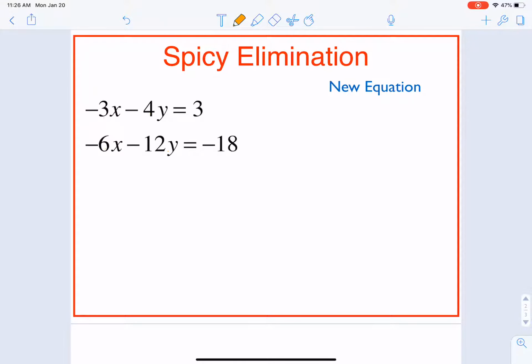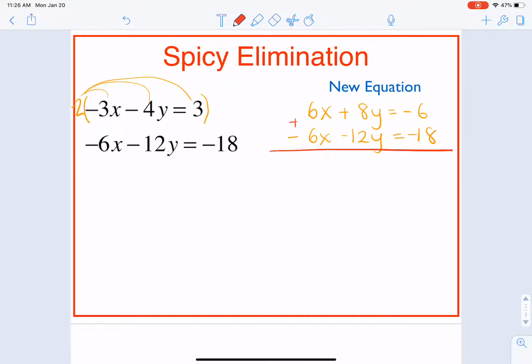So what I want to do is I want to create a new version of this equation. And what I want to do is I just want to multiply this entire top piece by negative 2. And when I do that, I'll end up with 6x plus 8y is equal to negative 6. So I'm just distributing this all across. I'm going to keep my bottom one the same. So negative 6x minus 12y is equal to negative 18. And we can see what happens when I go ahead and add these two equations, I end up with 0 here.